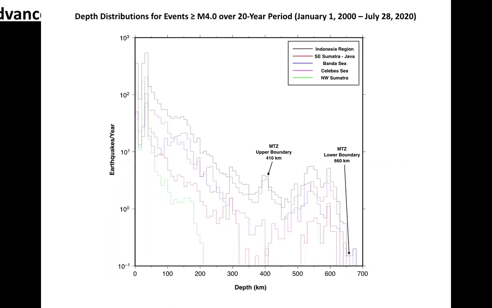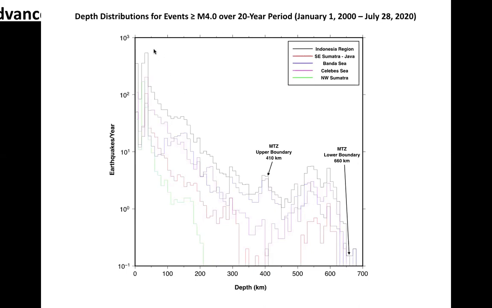So how are earthquakes distributed with depth throughout the region? Shown here, we have earthquakes per year for magnitudes 4.0 and above, averaged over a 20-year period, plotted against depth in kilometers. The black curve shown here is for the Indonesian region as a whole, and each of these colored curves, shown by the legend up here, are for individual subregions, which we'll explore later.